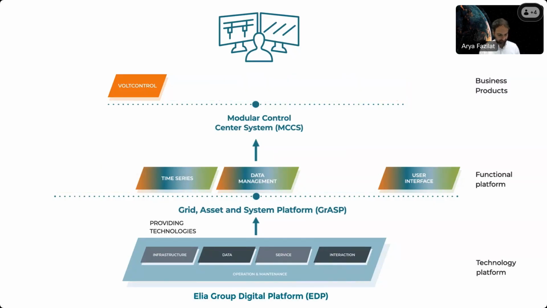Volt control is using the enabler products time series, data management, and user interface. Let us have a look at forecasting that is also using time series, data management, and user interface. It uses different kind of data, but still the same base functionality. Look at grid monitoring. Here it is the same.